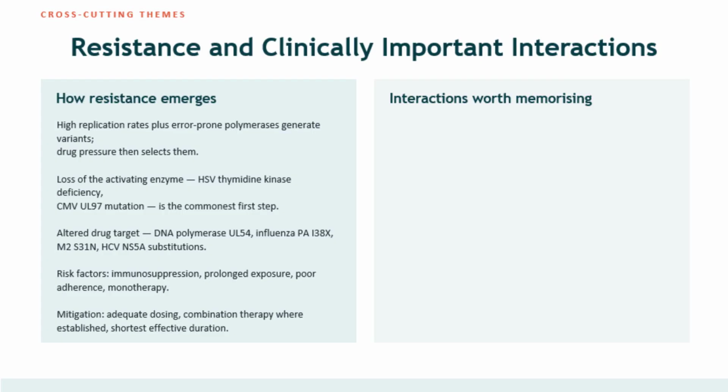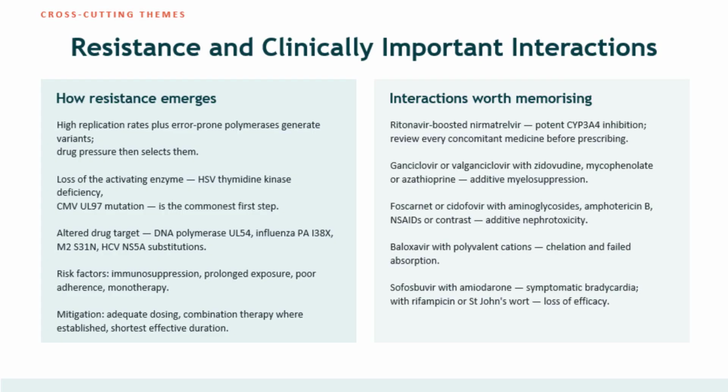These two panels are, I'd argue, the most clinically valuable slide in this whole session. On the left, resistance. Notice the pattern we keep seeing. The virus's first move is usually to lose the enzyme that activates our drug, thymidine kinase for acyclovir, UL97 for ganciclovir. Its second move is to alter the target itself. And who develops resistance? Immunosuppressed patients, people on prolonged low-dose exposure, people struggling with adherence.